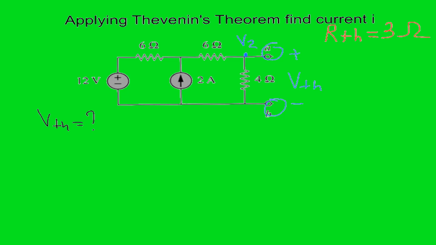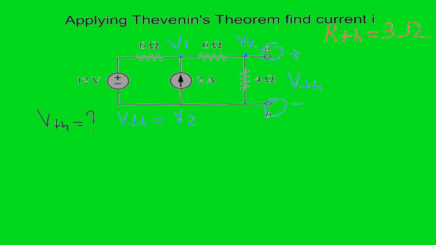Again, looking into the circuit, it looks like we have 2 nodes, and it's more likely that we'll be using nodal analysis to find V2. So let's name the first node as V1, the second node as V2, and like I said, VThevenin is the same as the voltage V2. So to find voltage V2, we need to write 2 nodal equations.